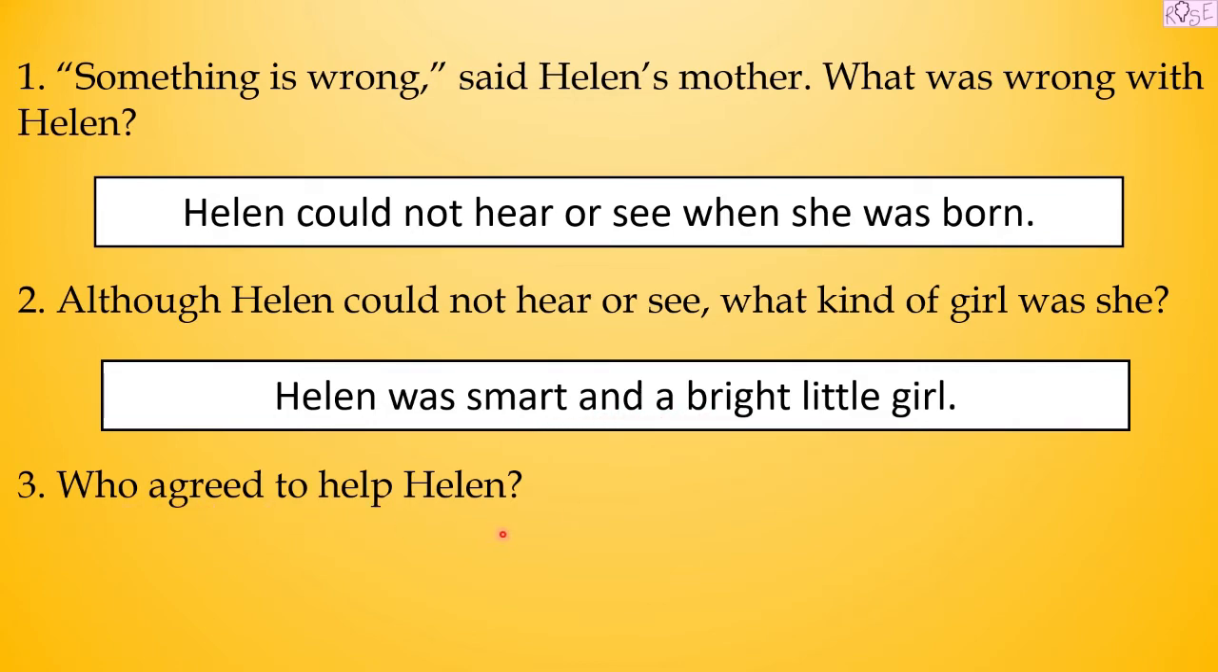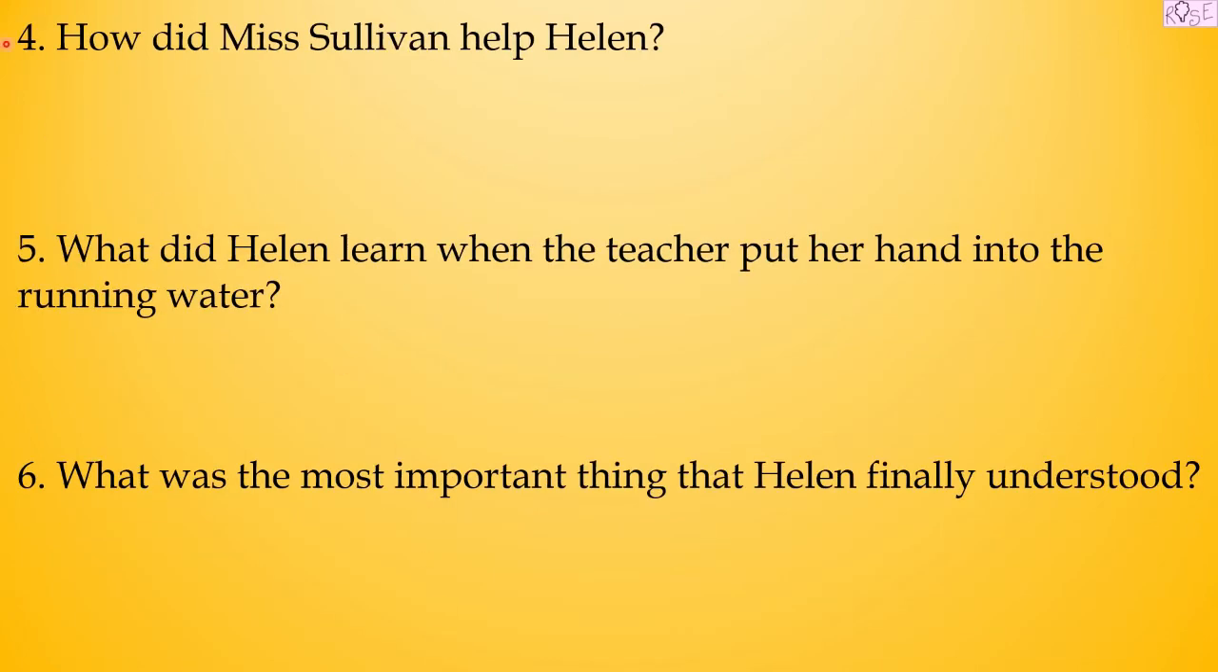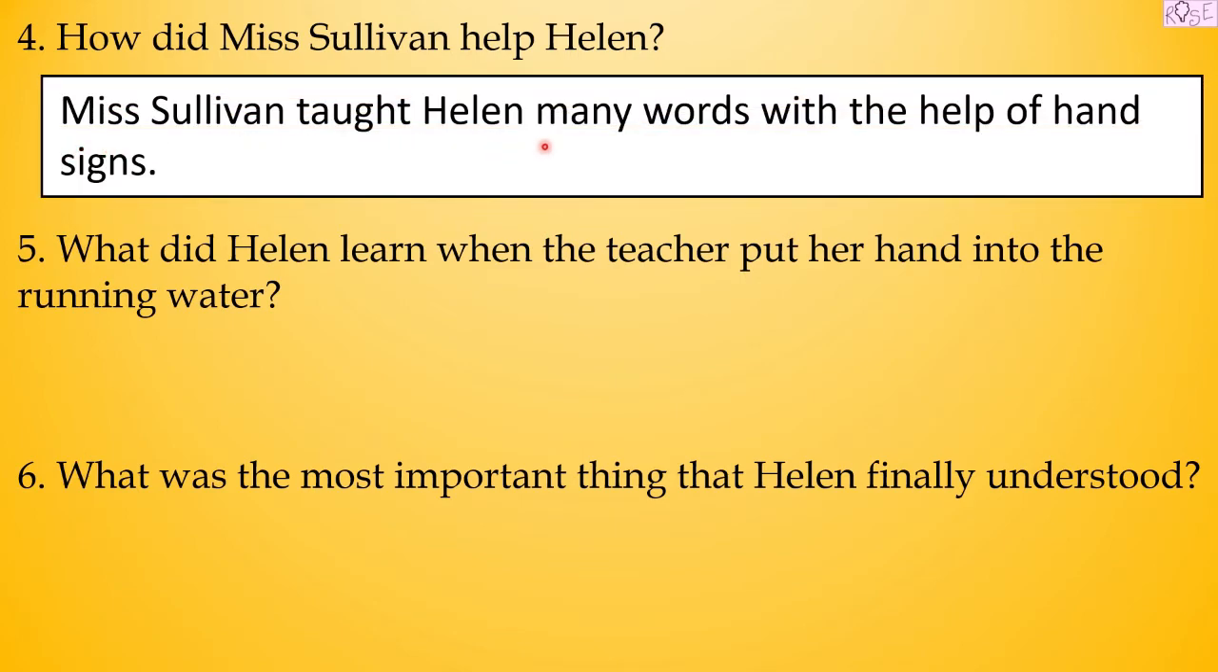Next is, who agreed to help Helen? Miss Sullivan, a young teacher, agreed to help Helen to learn to see the world. Next question is, how did Miss Sullivan help Helen? And the answer is, Miss Sullivan taught Helen many words with the help of hand signs. Yes, she used to draw the words on Helen's palm, and Helen was able to understand that words were very important.